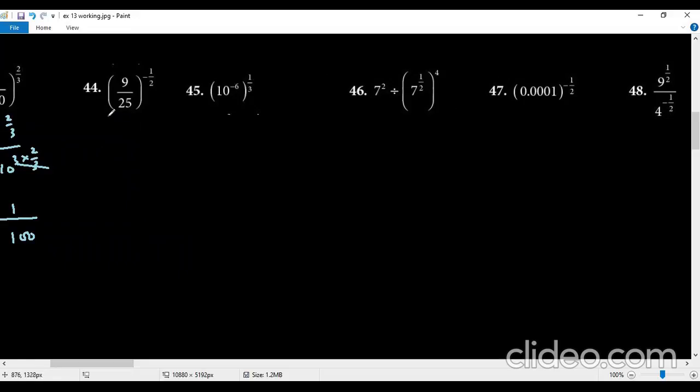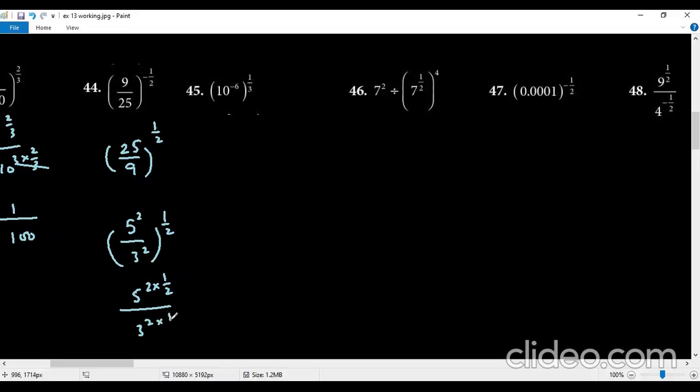Now comes question number 44. This I'm doing the same thing. I'm writing 25 over 9 and making this exponent a positive 1 over 2. So this is going to be 5 square over 3 square, and the power is 1 over 2. That means 5 square 1 over 2 and 3 square times 1 over 2. Both are going to be cancelled, and 5 over 3 is your answer. Or you can write 3 times 1 is a 3 and 2 remainder is going to be your final answer.